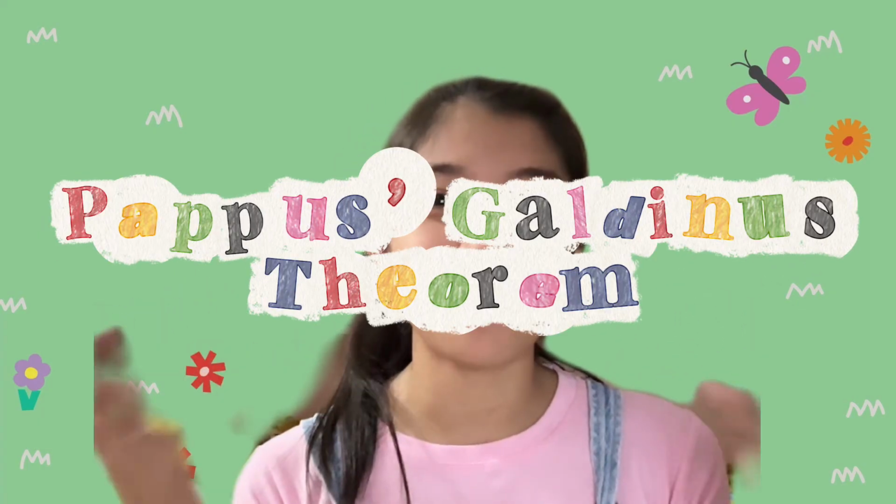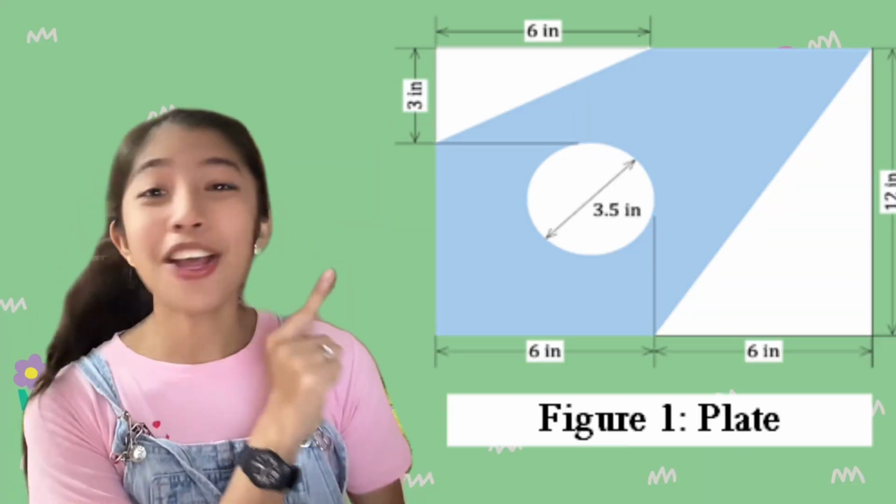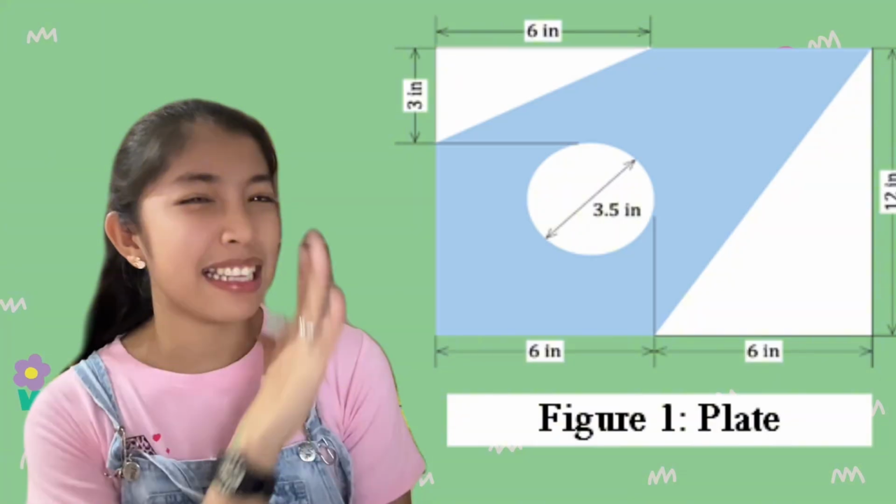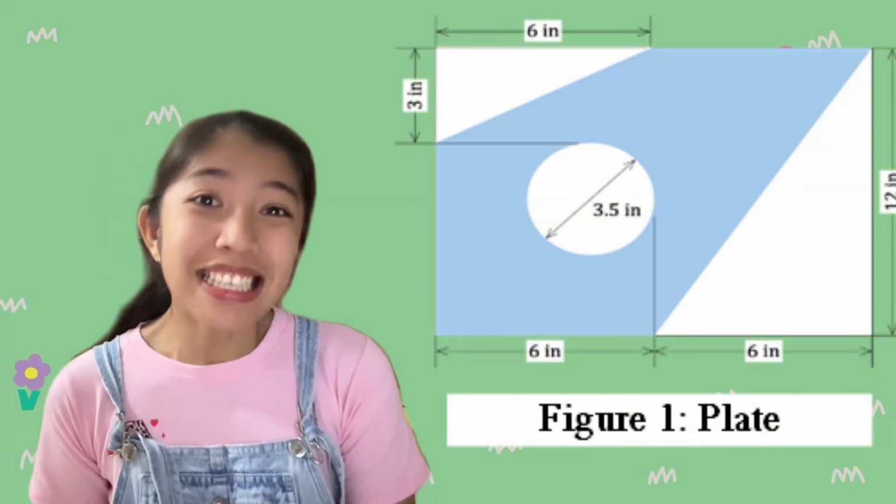Are you ready for our next scenario? In here, we are going to use a very special helper called the Pappus-Guldinus theorem. Yay! Look what I have. This is our plate, and it has a hole in it, just like a donut. Our Pappus-Guldinus theorem helps us find the volume without doing hard math.